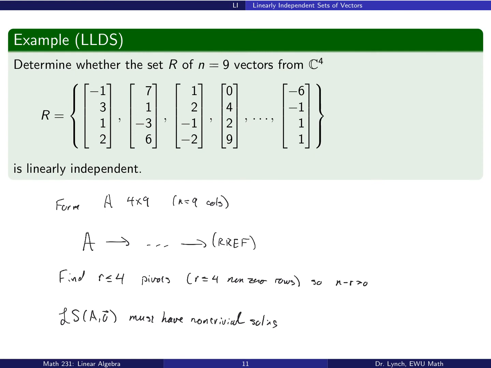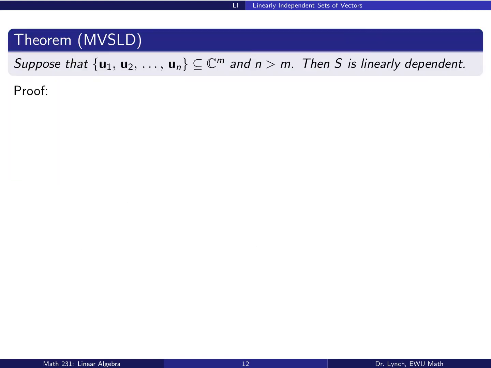Okay, so definitely n minus r will be positive. That tells us that the homogeneous linear system has free variables. An infinite number of solutions to that homogeneous linear system tells us that S is linearly dependent. Okay, that's always true and always is a theorem. Suppose that we have more vectors in a matrix than the number of elements in the vector, then S must be linearly dependent.